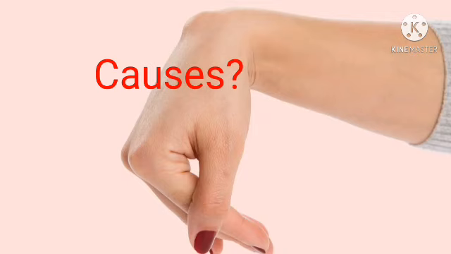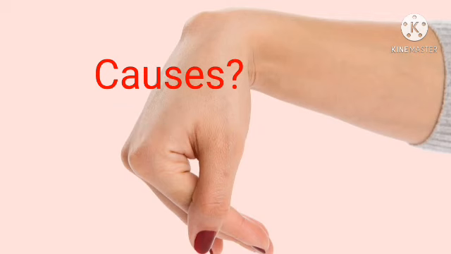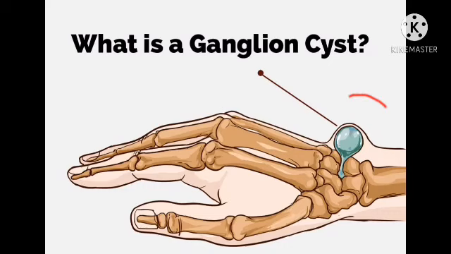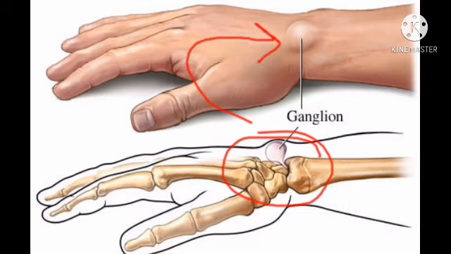So the causes of a ganglionic cyst are not known, but it's known that it grows out of a joint and the lining of a tendon. It looks like a tiny water balloon on a stalk, and it seems to occur when the tissue that surrounds the joint or the tendon bulges out of place.